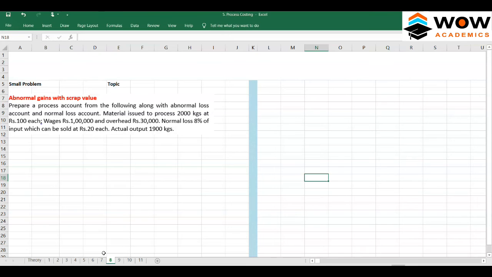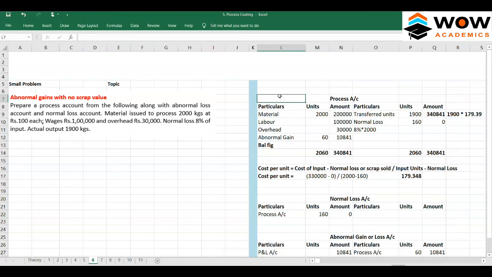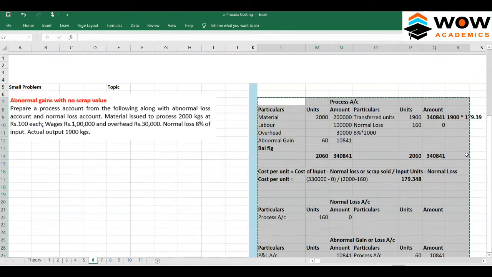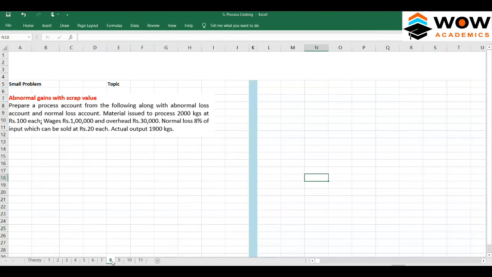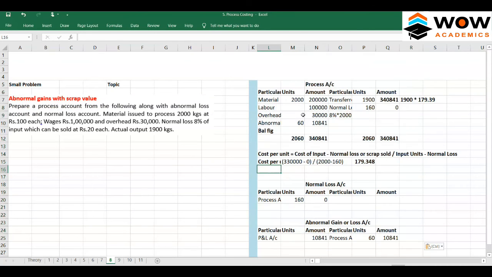So to solve this, we should have the accounts. We already did an abnormal gain sum, I think with similar numbers. We'll copy directly from there. Slowly, as and when we do this sum, we'll change things a little bit. So we'll start.